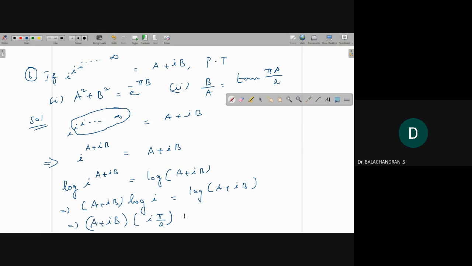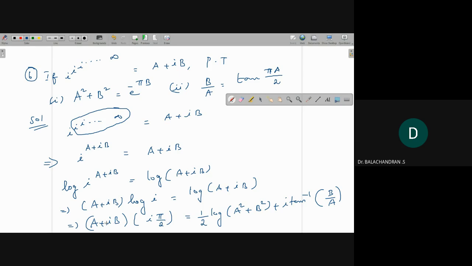So this is equal to log of a plus ib. What is log of a plus ib? Half log a square plus b square plus i tan inverse of b by a. Yeah, i tan inverse of b by a. So this is the definition. So today I defined the first slide.